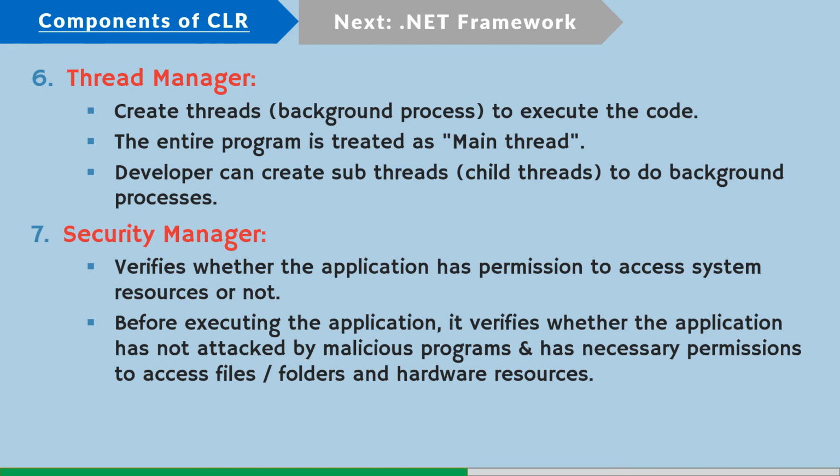And finally, we have the security manager, which verifies every statement before execution, whether it makes any harmful changes to the system or not. So if the program is trying to access certain hardware resources, but the current user has no permission to do so, then the security manager will automatically block that operation and raise the appropriate exception to prevent the program from execution. So these are the important components of CLR. In the next lecture, we will understand .NET Framework architecture.